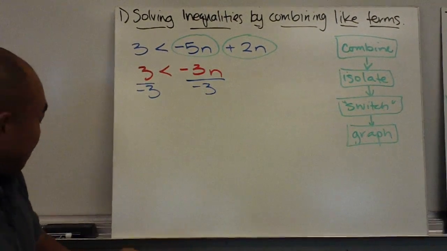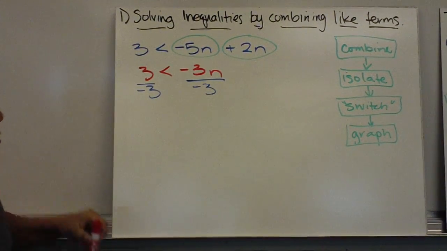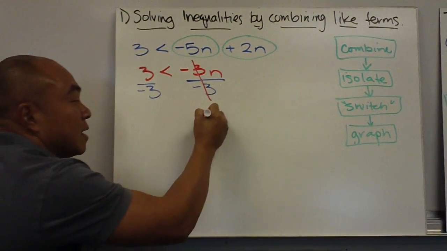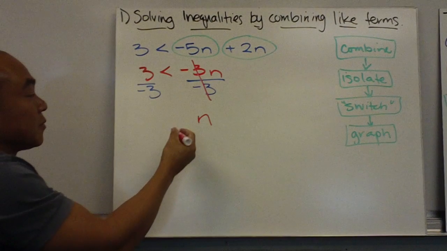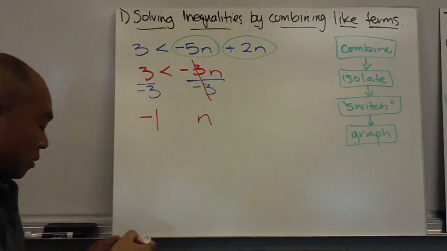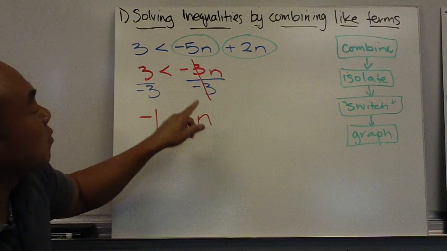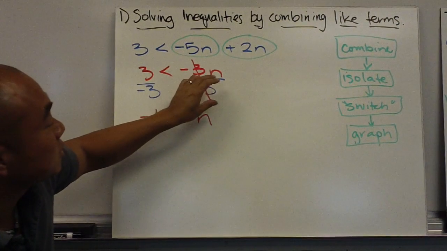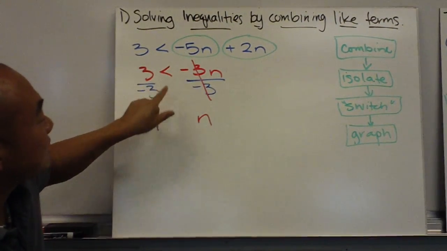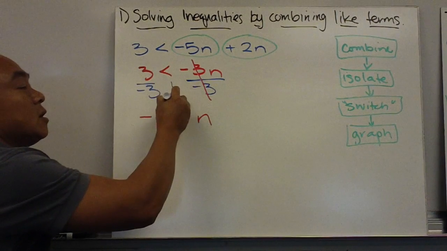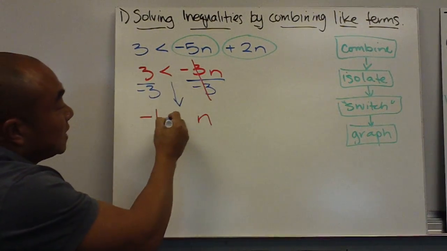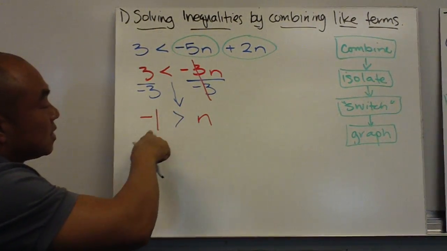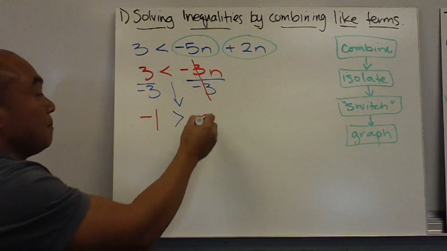Negative 3 over negative 3 becomes 1. 1 times n will leave me with n. 3 divided by negative 3 gives me negative 1. Now, the very special thing that happens here is that when you divide or multiply by a negative number using your inverse operation, the sign switches. So what used to be less than is now going to be greater than. So now it's negative 1 is greater than n, which means n is less than negative 1.